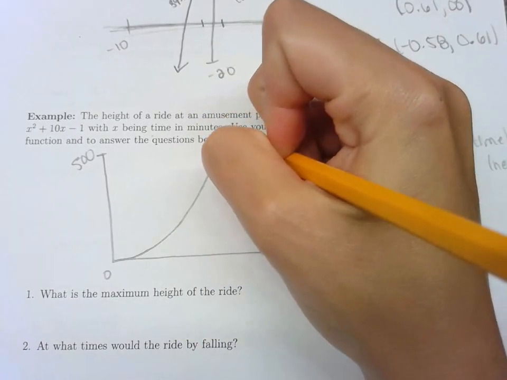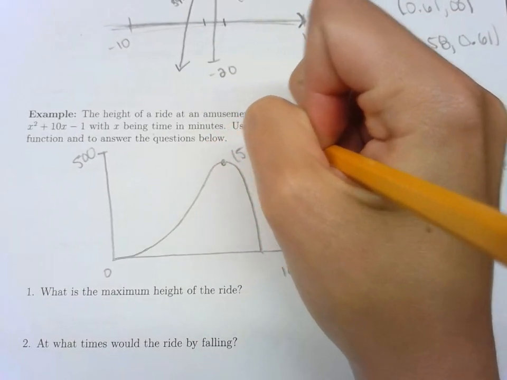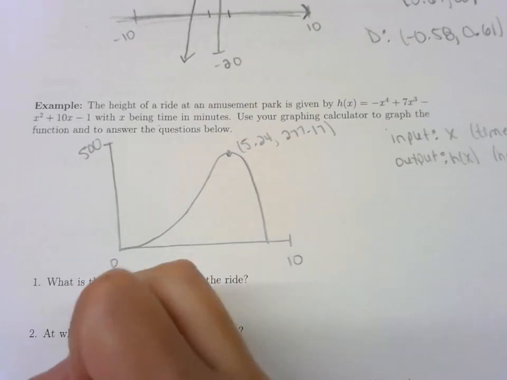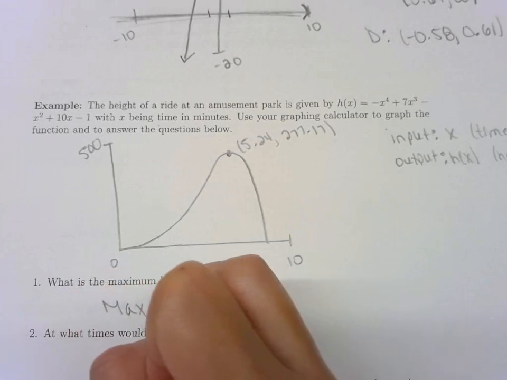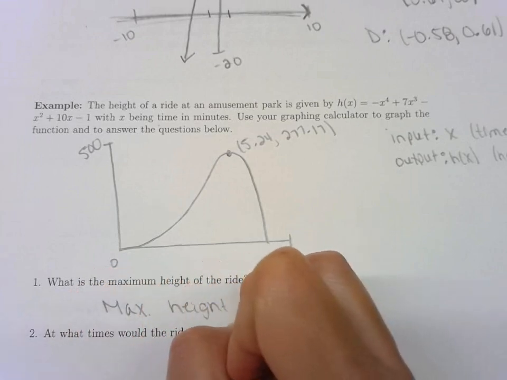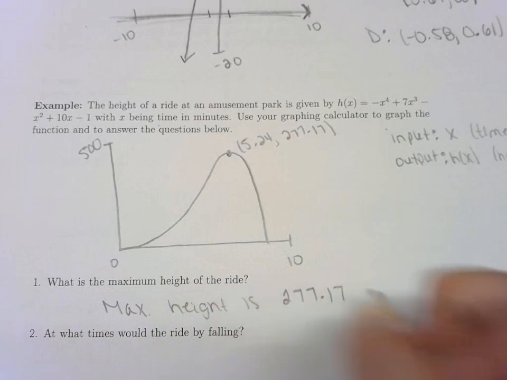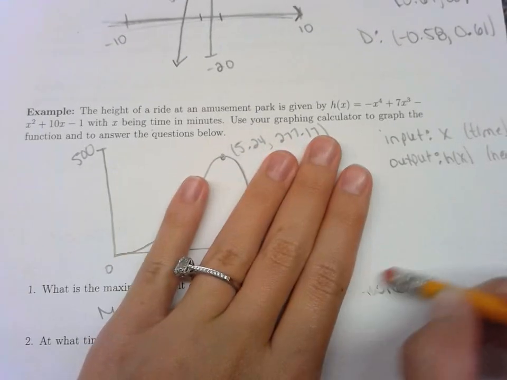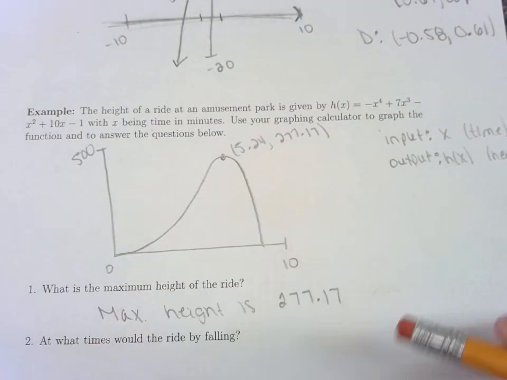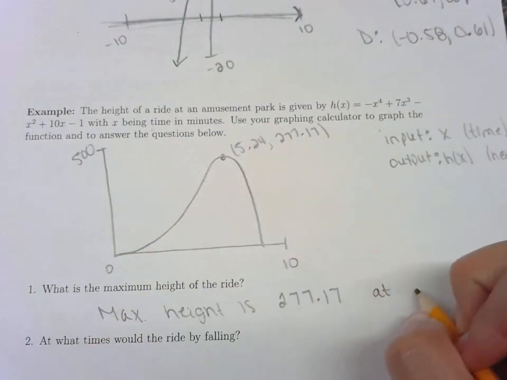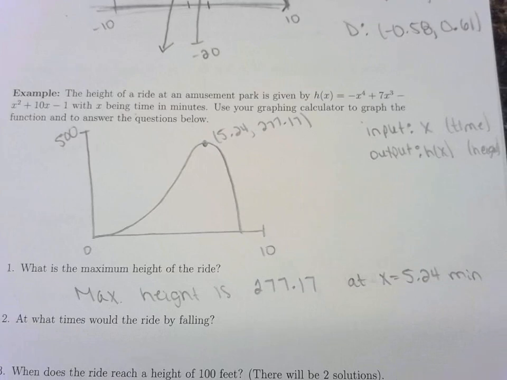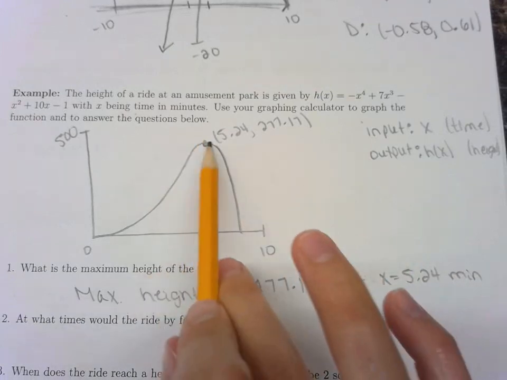5.24. This is the point. 277.17 approximately. Okay, so the maximum height, which I'm just going to write, max height, is 277.17. I don't know if it's feet or not. I'm going to put at, since we know this is time, at x equals 5.24 minutes. Okay, so after 5 minutes of this ride, you're going to hit the maximum point.